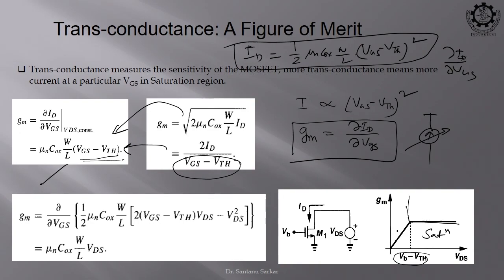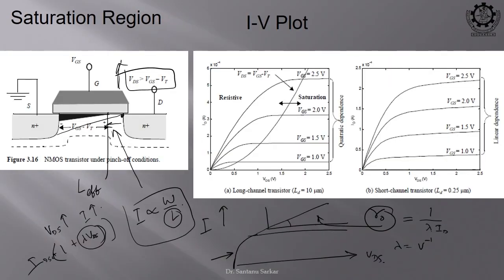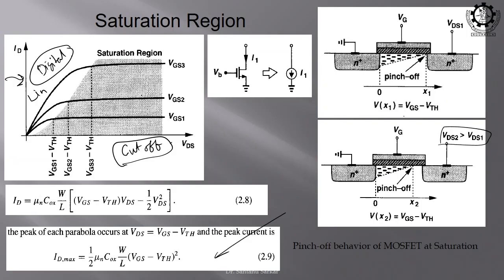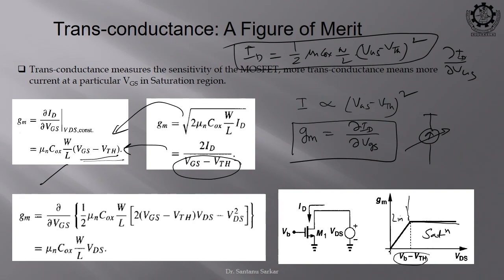Now, let us see the other thing, when it is in linear. I told you in the linear region your expression is, suppose say deep triode, mu n CoX W by L VGS minus VTH into VDS. So, if VDS is decreasing, my GM will also fall, right. So, in the linear region, as my VDS is decreasing, GM is also falling. Okay.